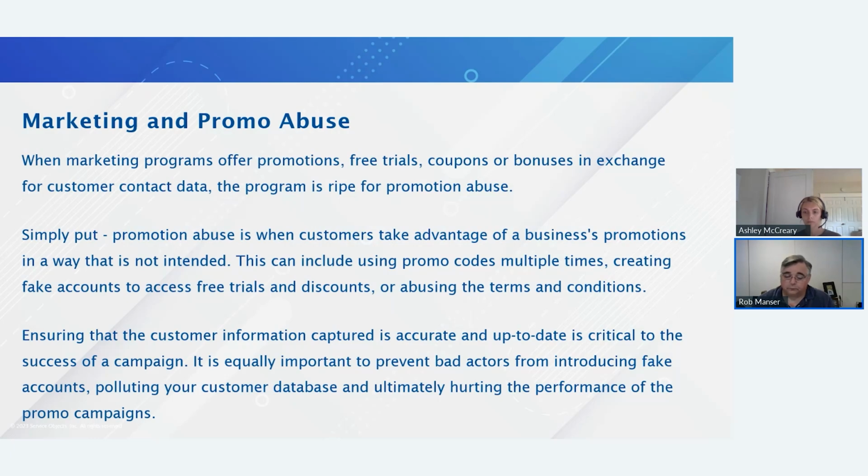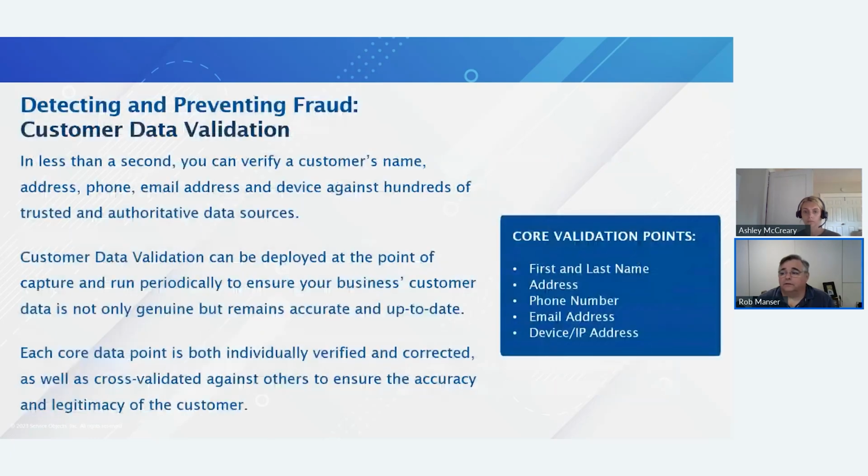So with that said, this is where customer data validation comes into play. I think you can start to put the pieces together a little bit here, but as we talked about, in less than a second, you can verify those 5 key points: the address, phone, email, the end device, and name, of course, against the authoritative data sources that we talked about. It can be deployed at the point of capture, and it can also be run periodically to ensure your historic customer data also remains genuine and accurate.